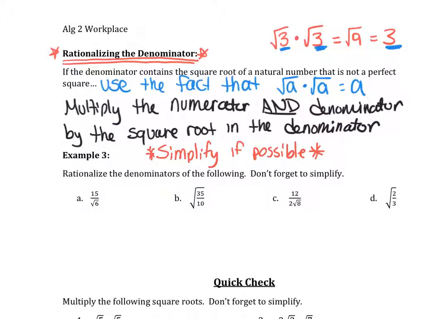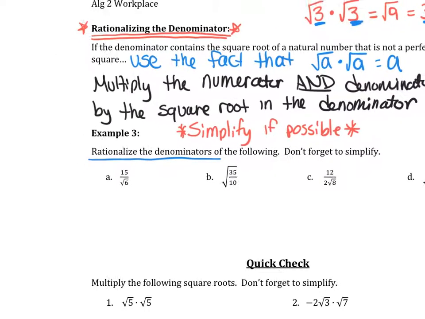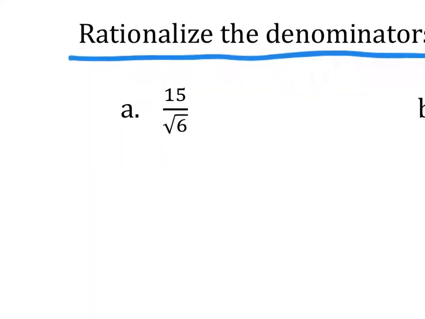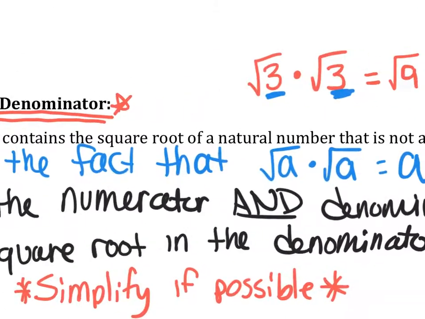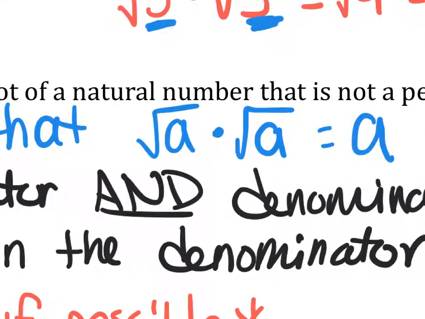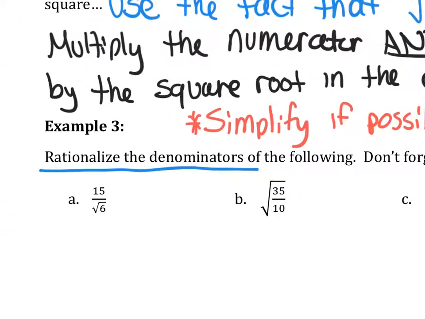Okay, let's do an example. Example 3. Again, the directions: rationalize the denominator, and then don't forget to simplify. So we have letter A, 15 divided by the square root of 6. So right now we have a square root in the denominator. Can we evaluate square root of 6? If we type it in the calculator, do we get a nice number? No. So that means we have to use that rule up here, this fact that the square root of A times the square root of A equals A, to rationalize this denominator.